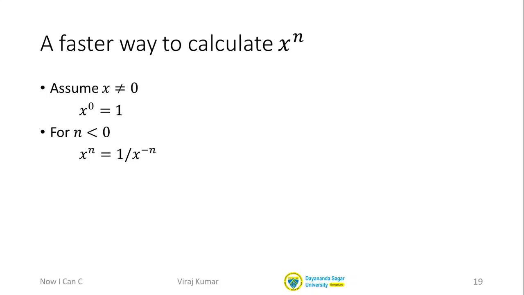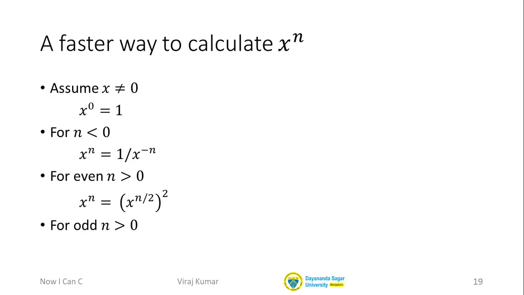So if n is positive, we can actually break this into two subcases: even positive numbers and odd positive numbers. And we can replace the old inductive definition of x to the power n with these new definitions. So when n is even and a positive number, x to the power n is defined as x to the power n by 2 whole square. Since n is even, dividing n by 2 will still result in an integer, and so I can calculate x to the power that integer and then just square that.